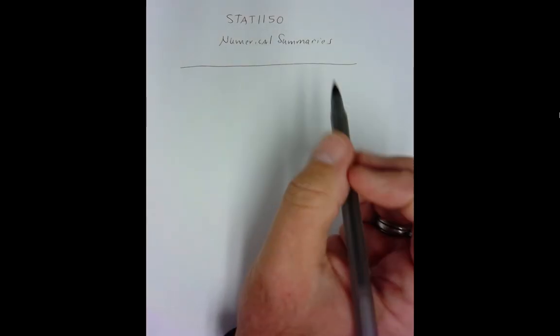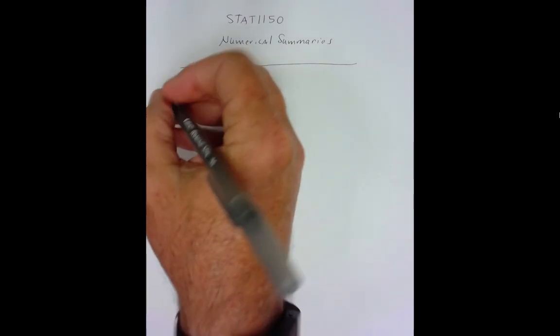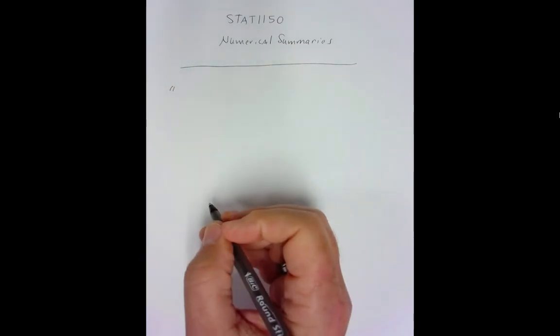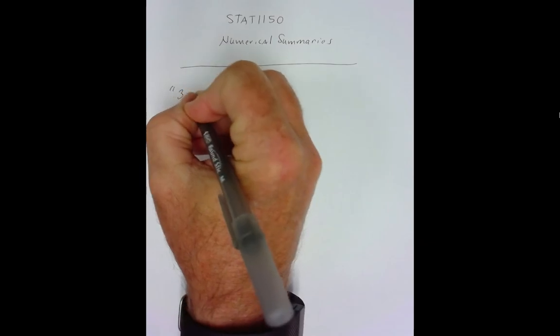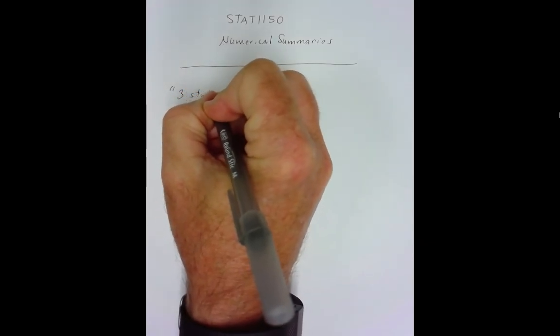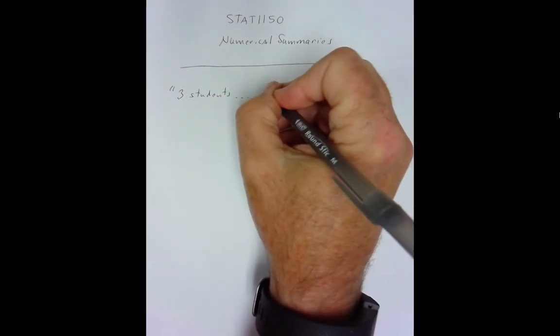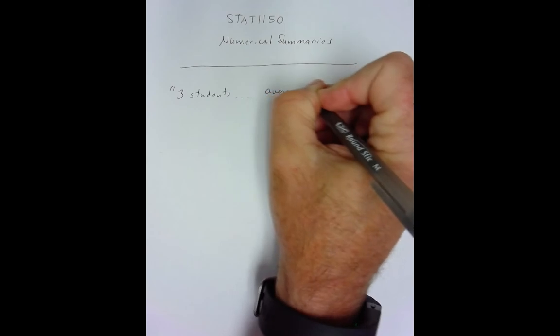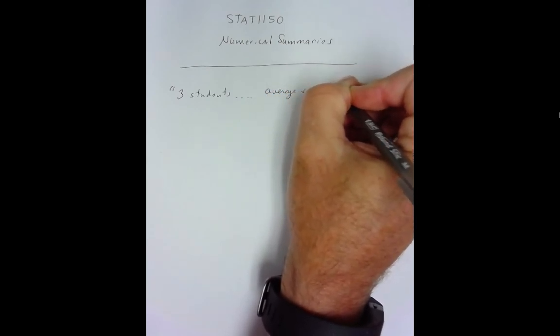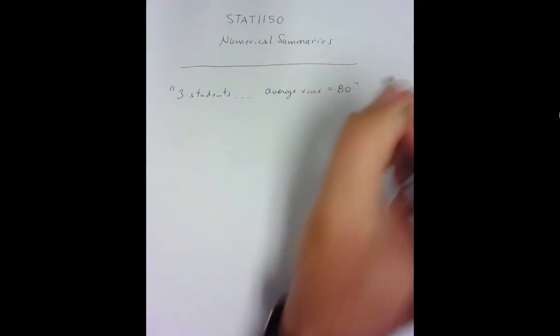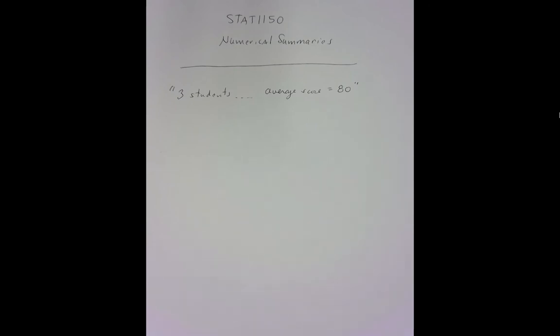Now, I want to start out with thinking about this. What if I told you the following? Let's say I have a class with only 3 students. They take their first exam and the average score was 80. What can you tell me for sure? What can you tell me for sure without hesitation?